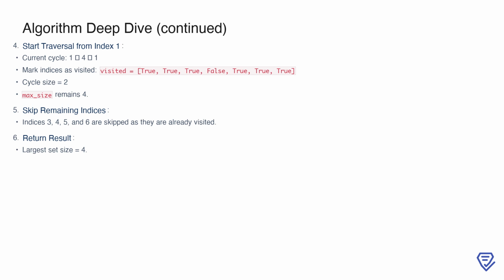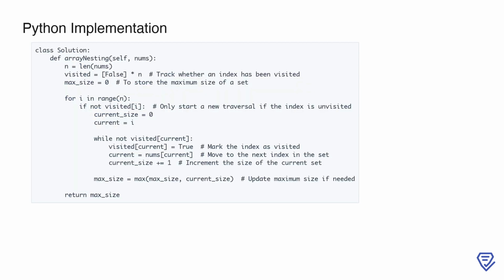At the end of the process, the largest set size is determined to be 4, which we return as the result. This solution to LeetCode problem number 565, Array Nesting, efficiently calculates the size of the largest set S that can be formed by traversing the given array nums. Let's break the code down.